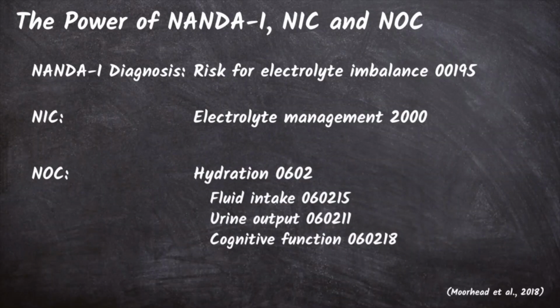Although NANDA, NIC, and NOC can be used independently, they are tremendously powerful when used together. In addition to the benefits highlighted earlier in this video, when all 3 are used together, nurse researchers are better able to retrieve data that are comparable and conduct research on the effectiveness of nursing interventions. For example, a nurse researcher could compare the effect of electrolyte management on one or several indicators of hydration. Researchers have used NIC and NOC to determine which interventions are more effective by looking at change in NOC outcomes after an intervention.